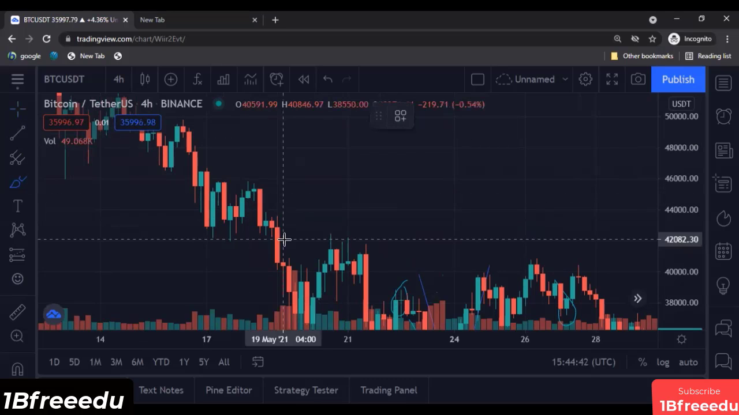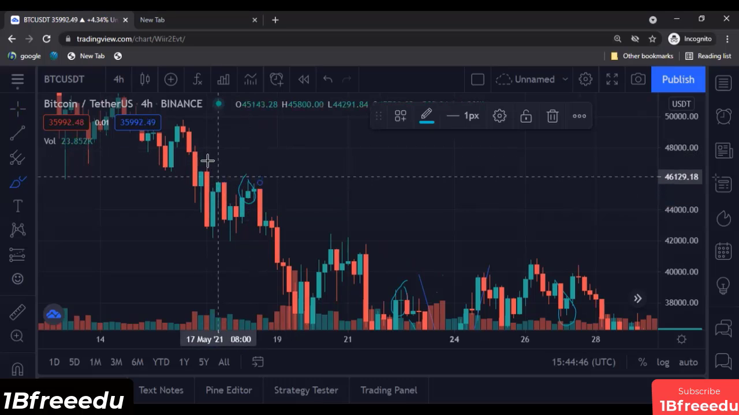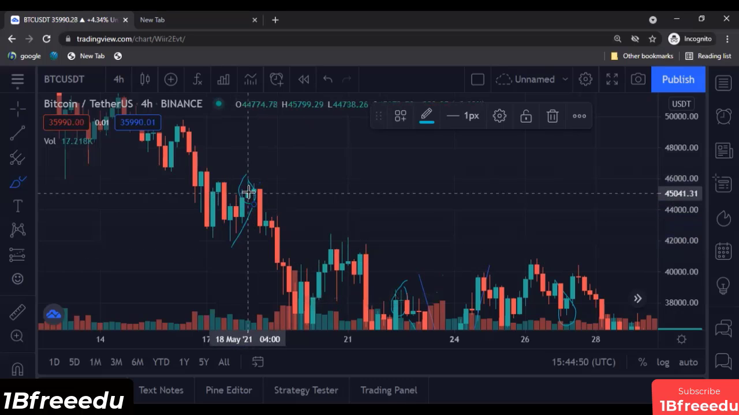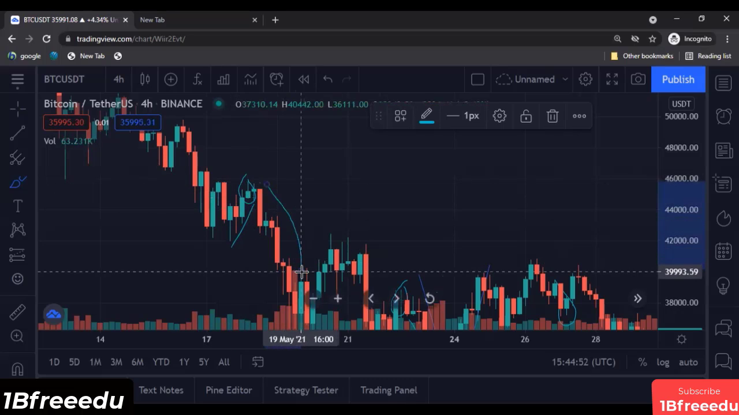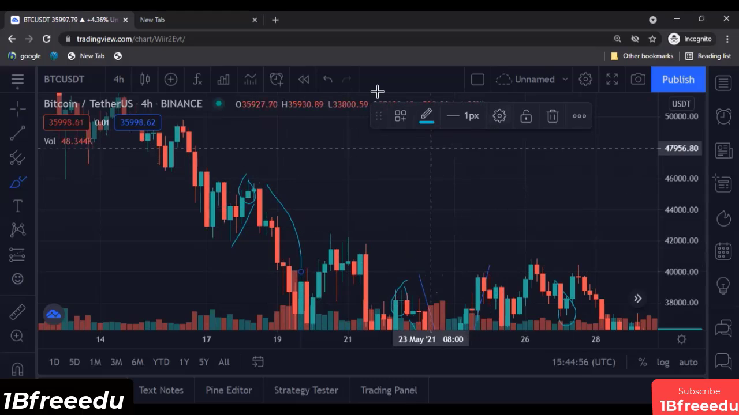So basically, whenever there is a hammer or inverted hammer, it would indicate that there can be a price reversal. For example, the price was moving up, but as soon as the hammer occurred, the price went down. So this can be understood: whenever a hammer takes place, there would be a trend reversal.